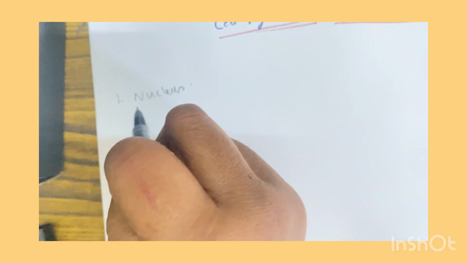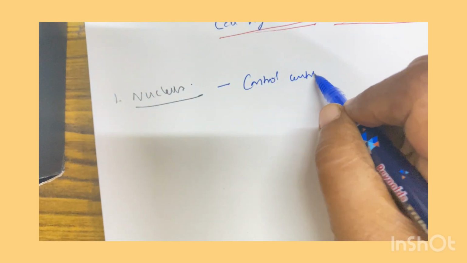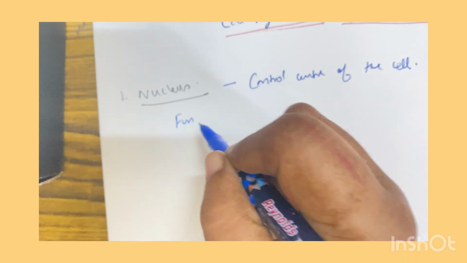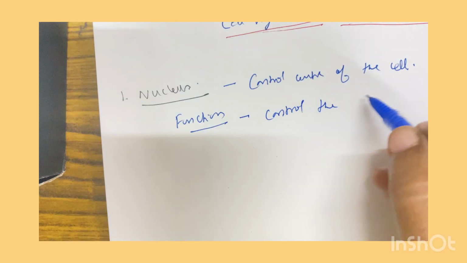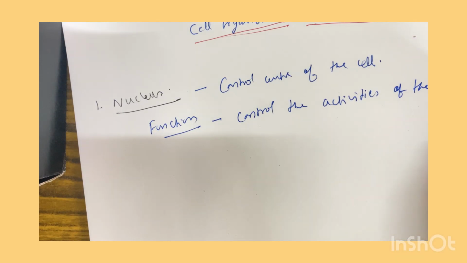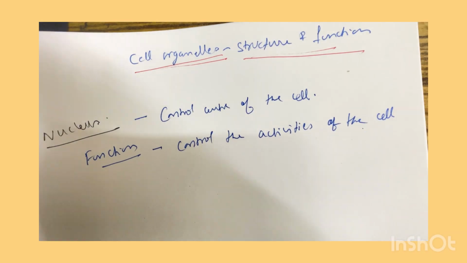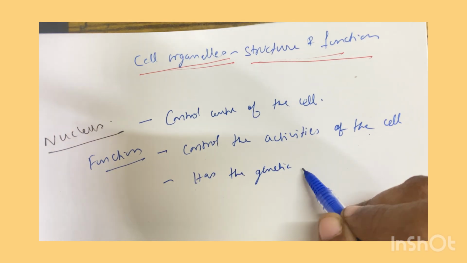Nucleus, okay. So what is the nucleus? The nucleus is also called the control center of the cell. So obviously when you talk about the function of the nucleus, they control the activities of the cell, okay. They contain the genetic material inside them.